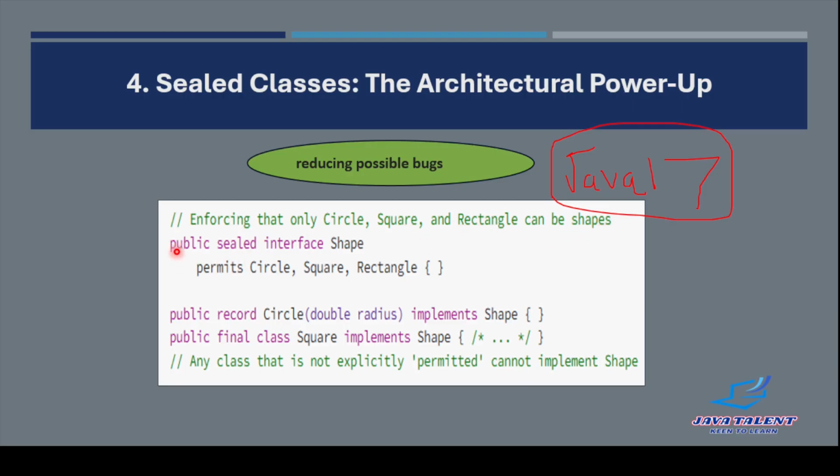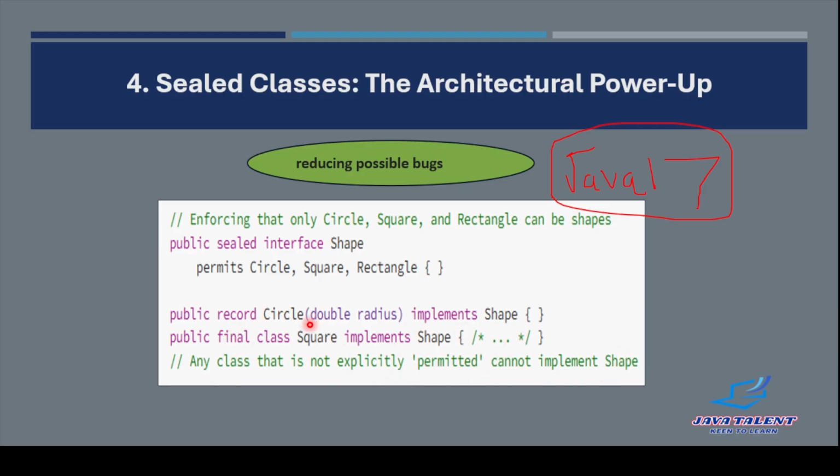can be shapes. So here, the public sealed interface Shape permits Circle, Square and Rectangle. Here I am saying that the public record Circle(double radius) implements Shape. Here I am saying that any class that is not explicitly permitted cannot implement Shape.